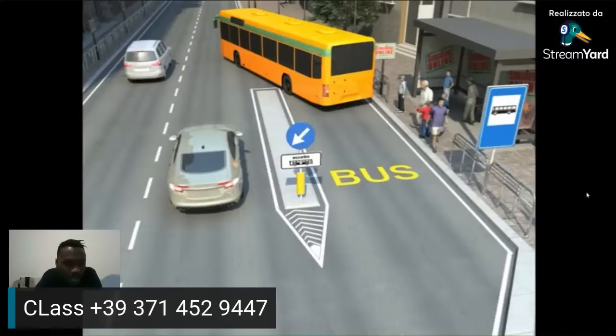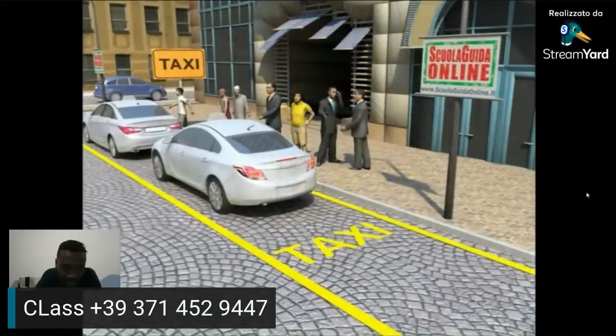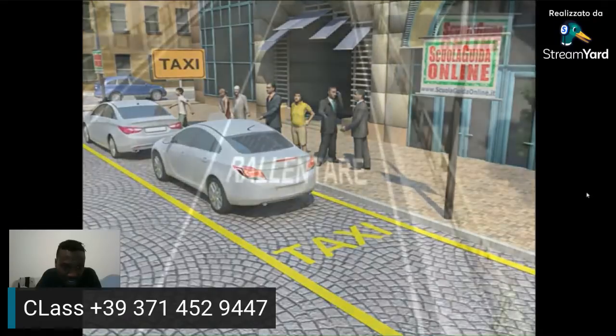So the yellow one represents a parking, okay, or the stopping, specifically the stopping for the bus, not for other vehicles, but specifically the stopping for the bus, okay. So only buses are allowed to pass there. The written word taxi in yellow, it is the stopping for the taxi, so that the civilians can enter the vehicle that are taxis.